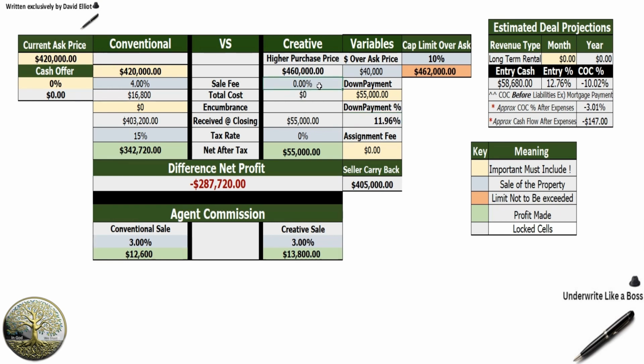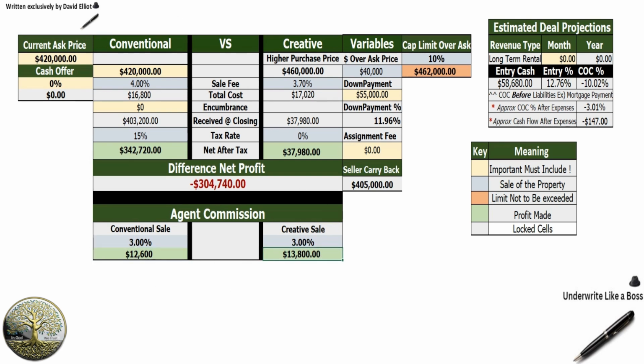We're going to come over here to the sales fee now, and we're going to put in 3.7: 3% towards the agent commission, and 0.7 for closing costs, as this is creative, and closing costs for creative deals will always be slightly cheaper than through the conventional method. So we can already see a big difference in terms of the agent commission.